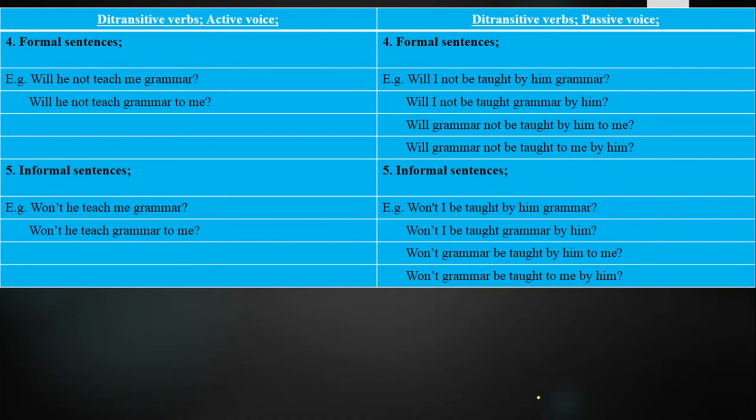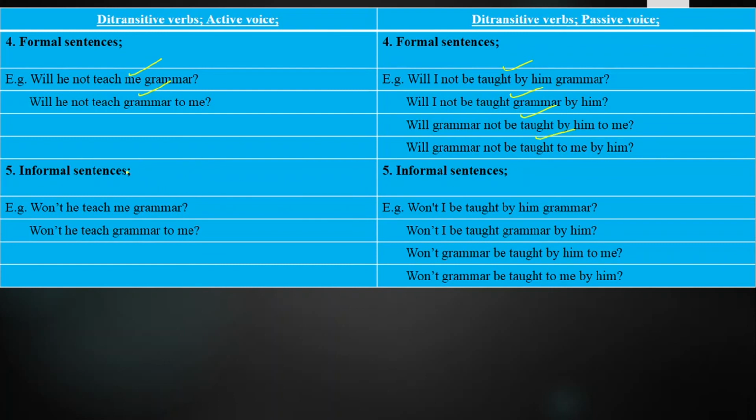Formal sentences we will discuss: will he not teach me grammar, will he not teach grammar to me. And passive voice: will I not be taught by him grammar, will I not be taught grammar by him, will grammar not be taught by him to me, will grammar not be taught to me by him.